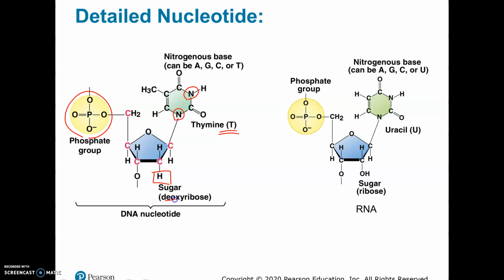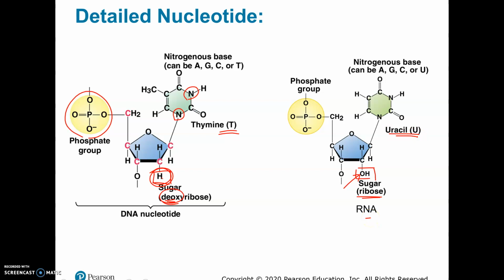Notice how in deoxyribose, it's just a hydrogen here, but on ribose in RNA, it's an OH. There's an extra oxygen, and that's actually where the name deoxy comes from: deoxyribonucleic acid has the sugar deoxyribose, which is actually missing one of the oxygens that's present in ribose. This is a nucleotide of RNA, and this is actually uracil.